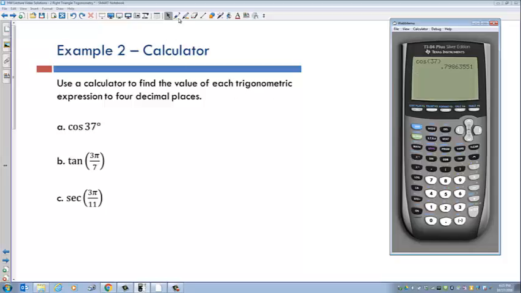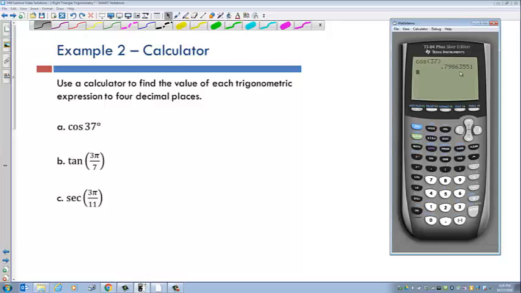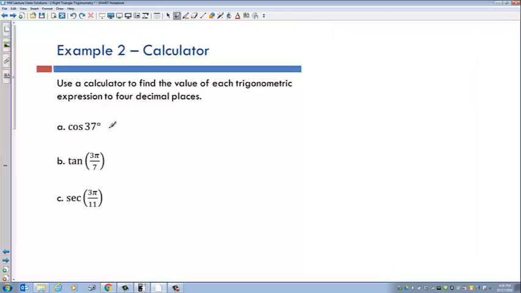So we'll do this to 4 decimal places. So to 4 decimal places, this is 0.7986. So this is approximately 0.7986.